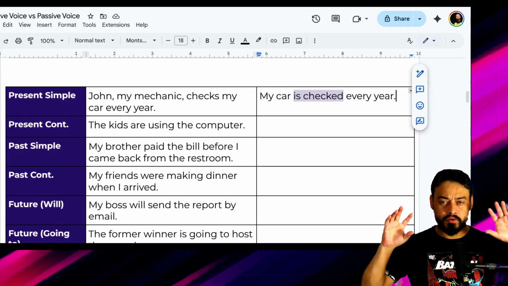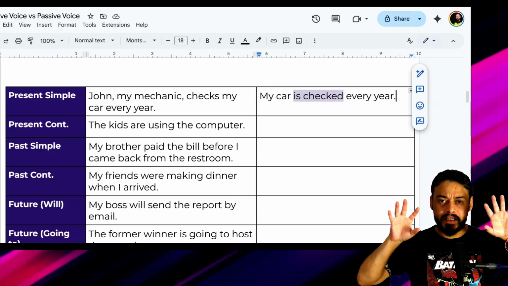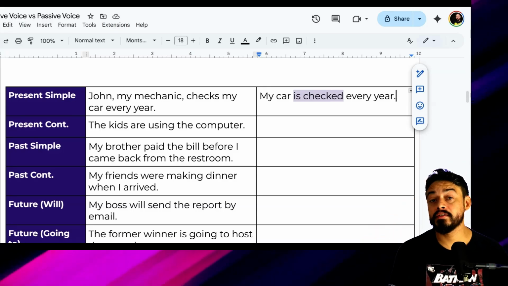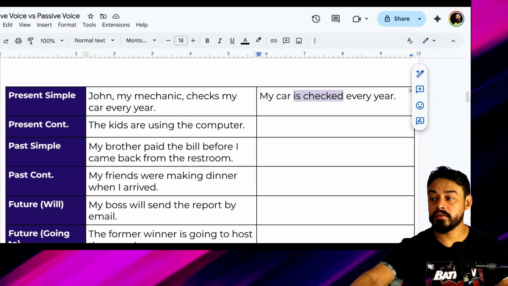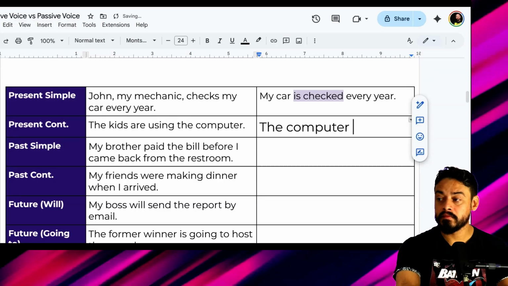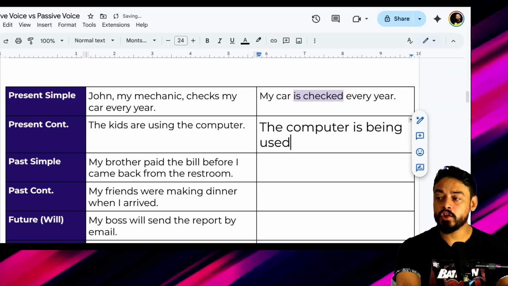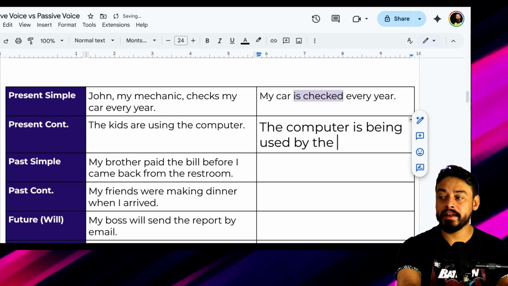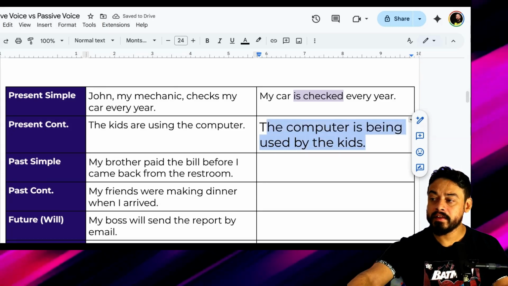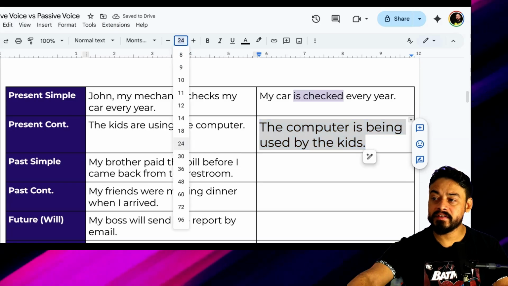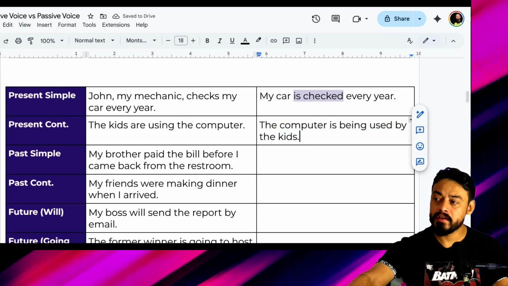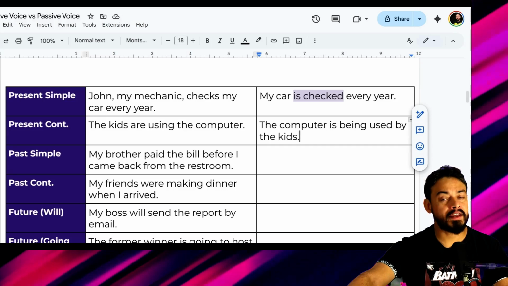Remember, to change it to passive voice, I need to reverse the order. So now I need to talk about the object. In this case, the computer. So take a look. I have here the computer is being used by the kids. You see? Now the sentence is in the present continuous form or tense. The computer is being used by the kids.